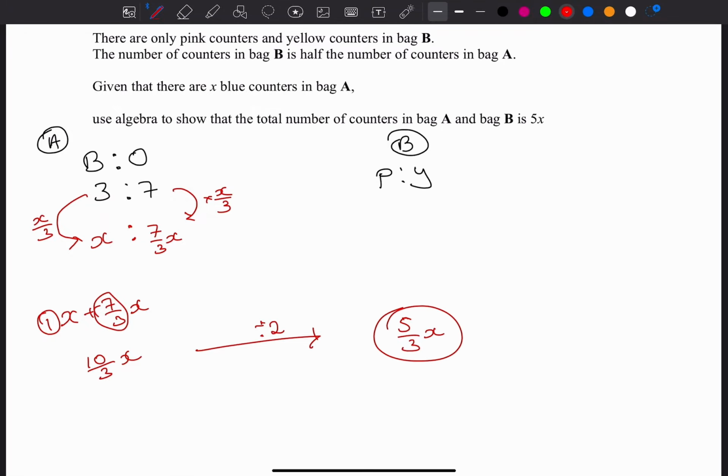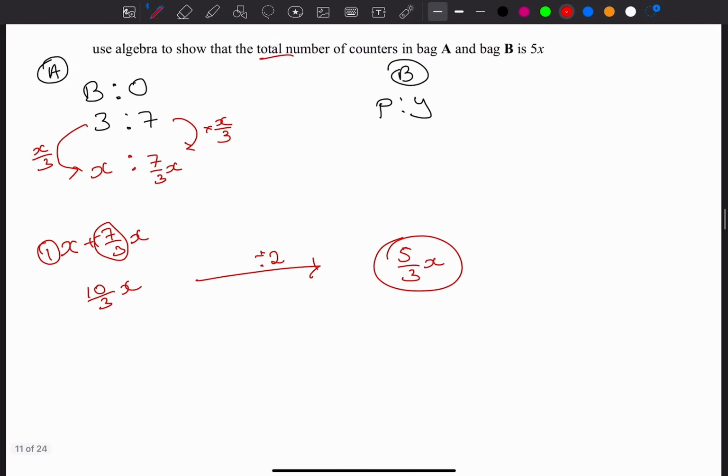They want the total number of counters, which is 10 over 3X plus 5 over 3X, which will give you 15 over 3X. That cancels to give you 5X in total. Good.